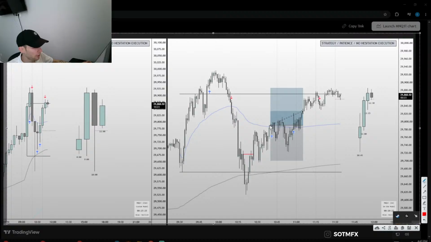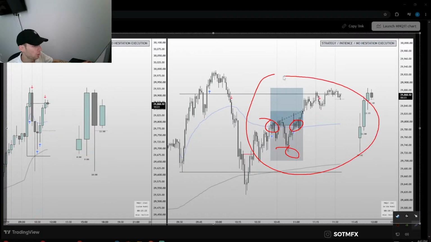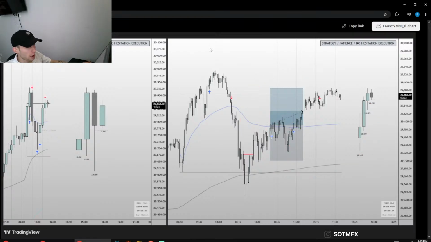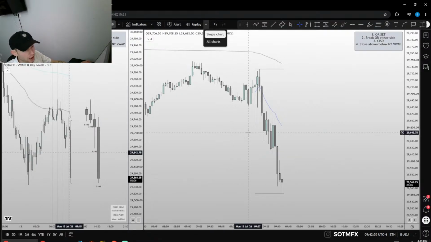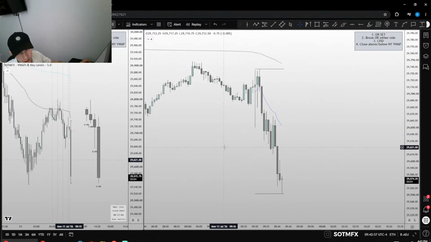So the first one was here, and the second one after this pullback happened here, and price closed above the New York. I entered one more and closed both at roughly 1.3 R maybe. So I finished my day at break even, because I had a first buys.